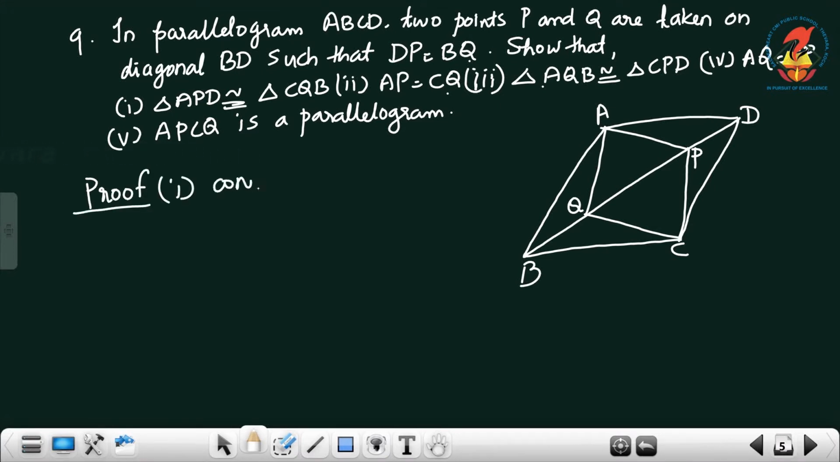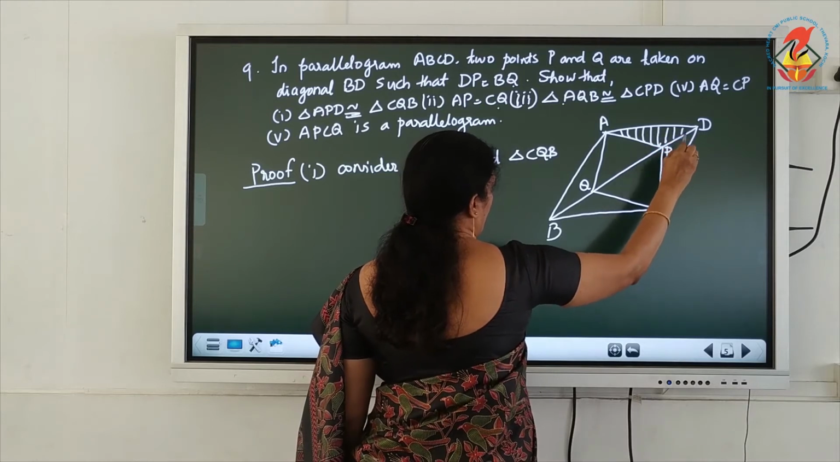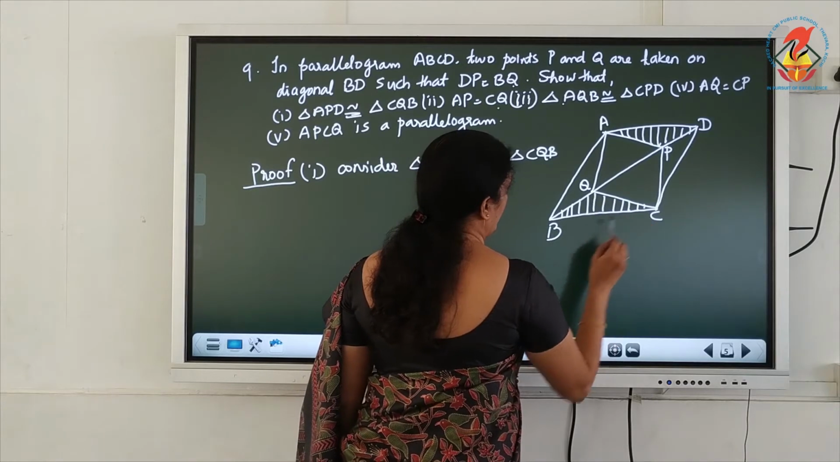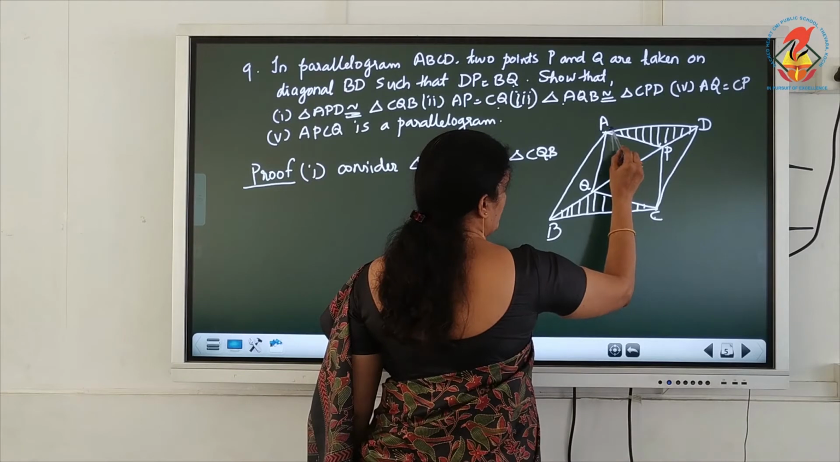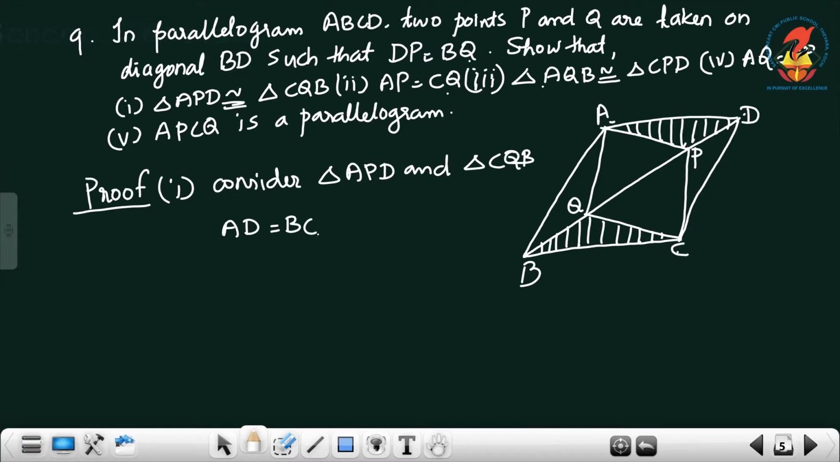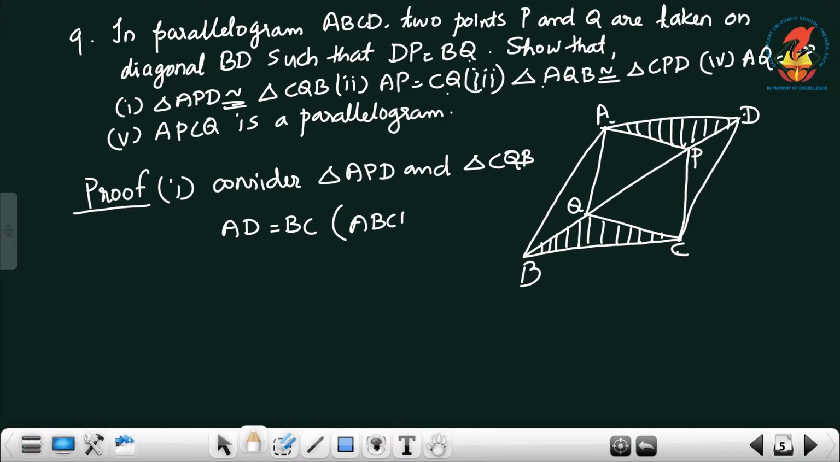First question, consider triangle APD and triangle CQB. In these two triangles, AD equal to BC. What is the reason? ABCD is a parallelogram. Opposite sides are equal.